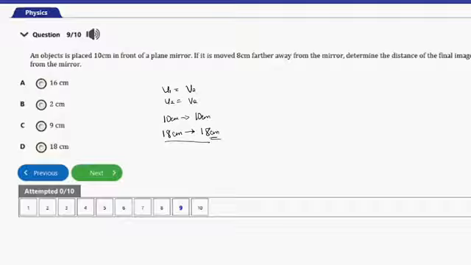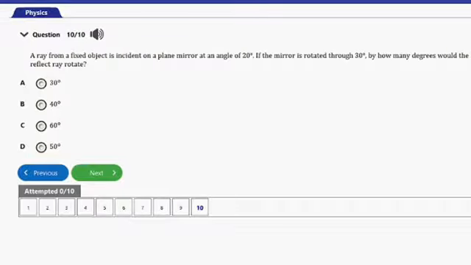Let's go ahead and consider the next and last question, guys. So that's question number 10 here. It says, a ray from a fixed object is incident on a plane mirror at an angle of 20 degrees. If the mirror is rotated through 30 degrees, by how many degrees would the reflected ray rotate? So guys, this is just simple. If the object is incident on the plane mirror at an angle of 20 degrees, and then is further rotated through 30 degrees. So that means the ray will rotate 30 plus 20 degrees, and that's 50 degrees. So option D is the answer to this question.